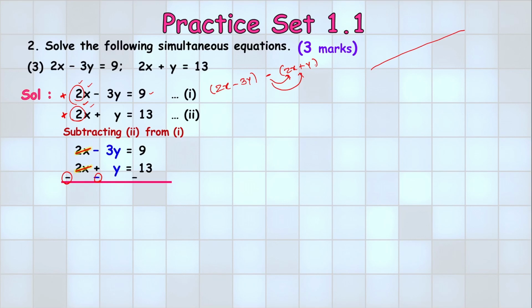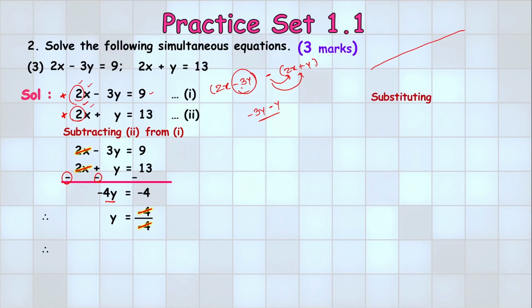Okay, so what happens? X gets cancelled. That is what I wanted. X is eliminated now, so you get the answer for y. Minus 3y minus y. Okay, minus 3y, this minus goes inside, so this is minus 3y and minus y, that is equals to minus 4y. That is equals to 9 minus 13. Okay, 9 minus 13 is minus 4. So y is equals to what? Minus 4 by minus 4, y is equals to 1.